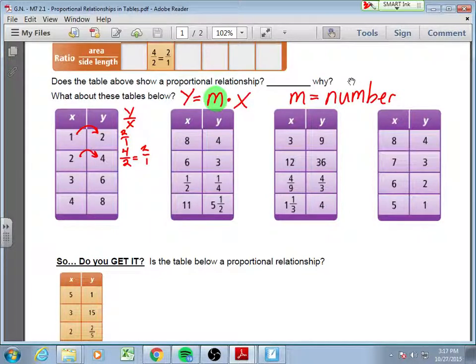Guys, if I was you, I would draw these arrows because it helps you see what we're looking at. Can you go from 3 to 6 by multiplying by 2? Yeah. Can you go from 4 to 8 by multiplying by 2? Yeah. Since all of these use that same rule, we can say y is 2 times the x, and that means that yes, it is proportional.